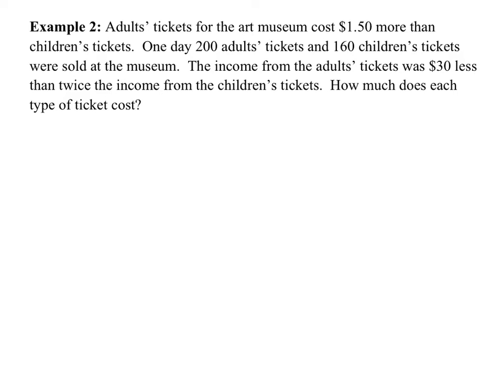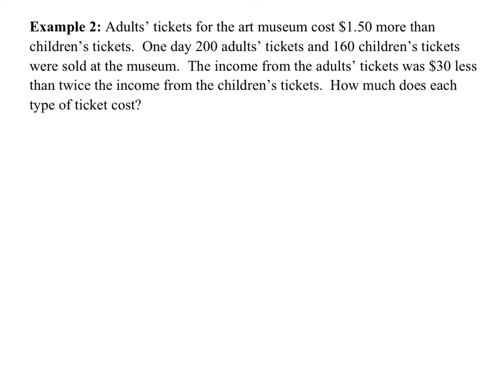So you're good at starting. Where'd you get that? You got that from this part, the income from the adult tickets. And you see "was" means equals. So this is good. Then it says 30 less than.